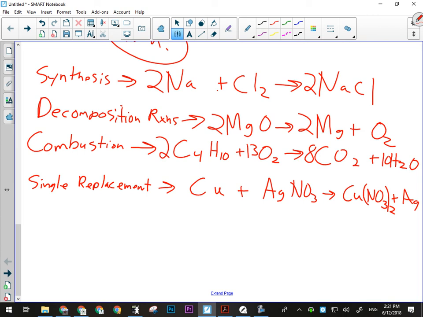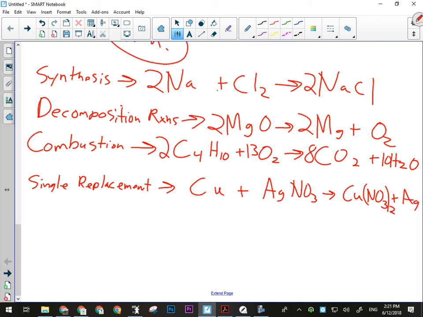So this is copper plus silver nitrate gives me copper 2 nitrate and silver. How did I know this was the copper with the 2+ charge? Because it didn't tell me that over here. It's the most common, right? So if I don't know for sure, I go with the most common charge.